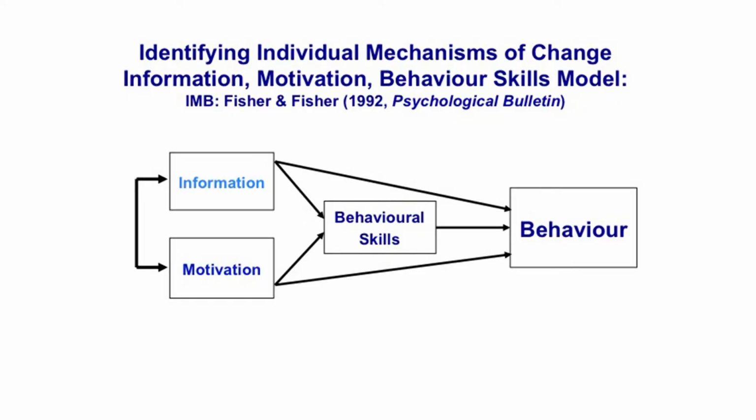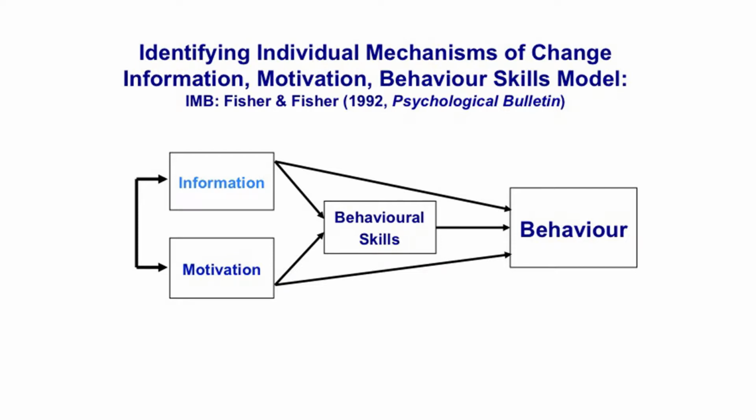Another framework that we use is the Information, Motivation and Behavioural Skills framework. We find this useful because these are three important targets that an intervention might focus on. We might want to give people more information because we think they don't know what they need to know to change their behaviour. We might want to motivate them so that they really want to change their behaviour. Or it could be that they already have enough information and motivation, and so we want to teach them some new skills.